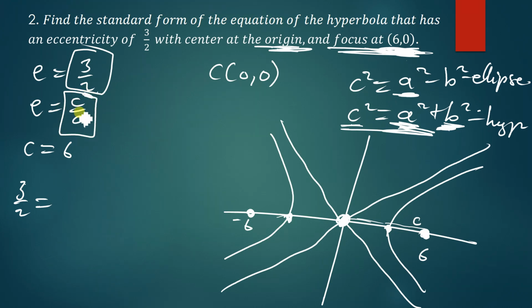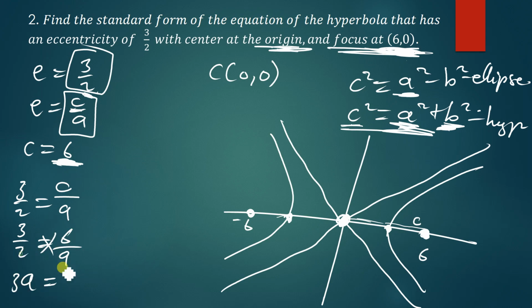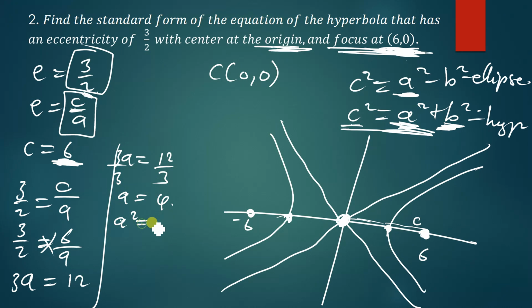we have c over a here as the formula for the eccentricity. So we found c to be 6, so we say 6 over a. So now the value of a, when you cross multiply, 3 times a, we get 3a, 2 times 6, we get 12, meaning the value of a is simply just equal to, when you divide by 3 on both sides, 4, meaning our a squared is equal to 16. So we have found the value of a squared.